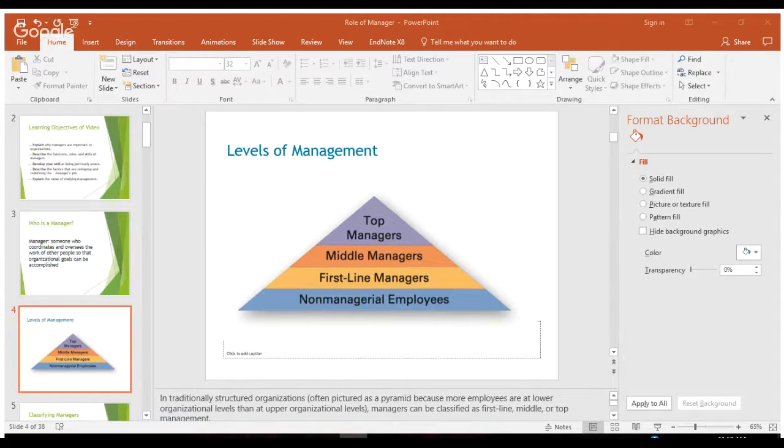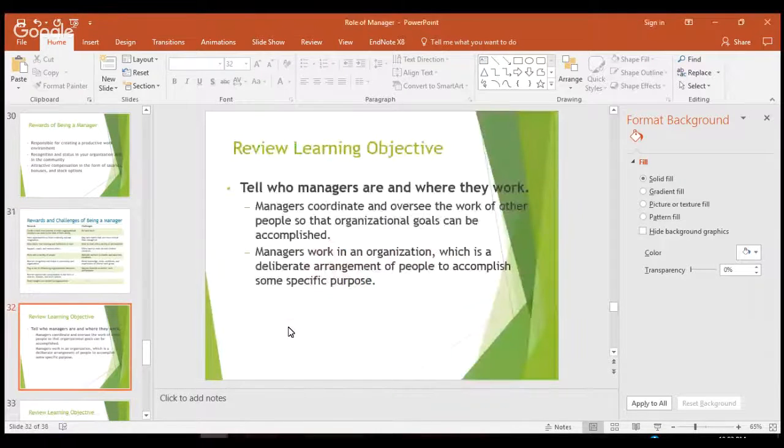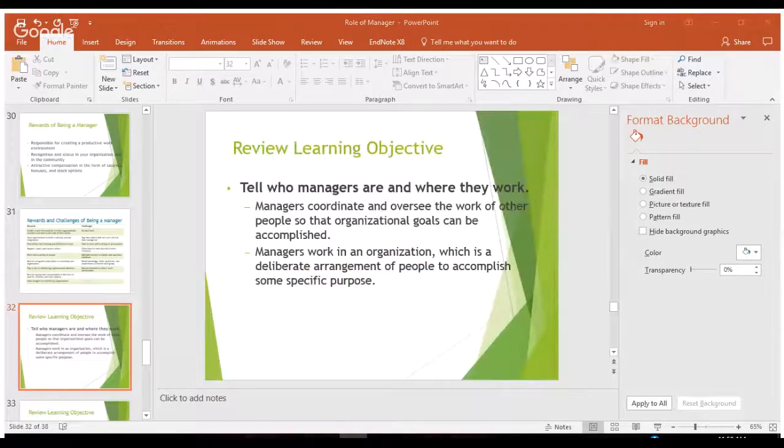And then, who managers are and where they work. Managers coordinate and oversee the work of others. Managers work in an organization in a deliberate attempt to achieve organizational outcomes. We group people together, we coordinate the work, and then we align all of those human capital, the resources within organizations to ensure that we are achieving the purpose intended. So in this brief video, we intended to provide an overview of the role of managers.